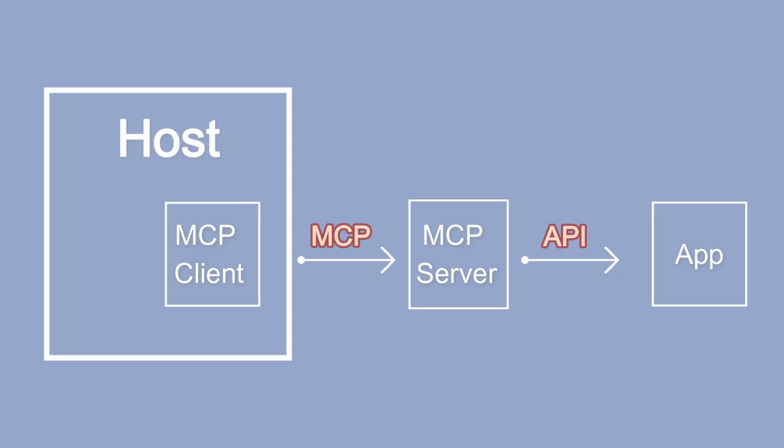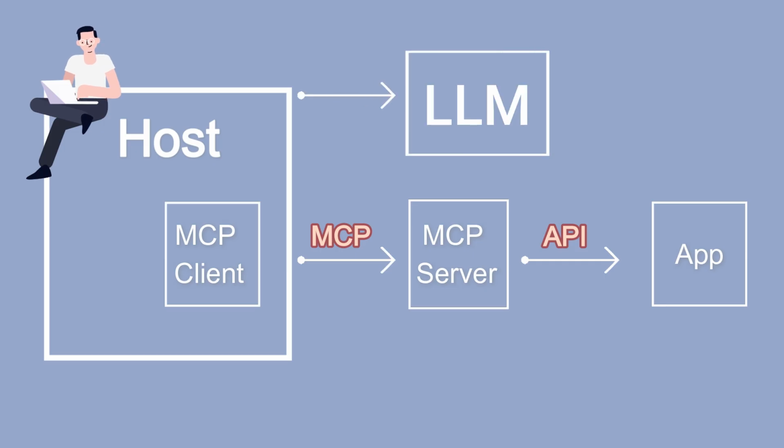Now you might be wondering, where does the LLM fit into all of this? When you type a prompt, the request first goes to the LLM. The LLM reads your request and decides whether it can answer on its own or it needs to interact with an external application. For example, when you type a prompt like create a meeting tomorrow at 10 a.m., the LLM knows that creating a meeting requires access to a calendar application. It returns a structured response saying, I need to call this tool with these parameters. This mechanism is called tool calling.